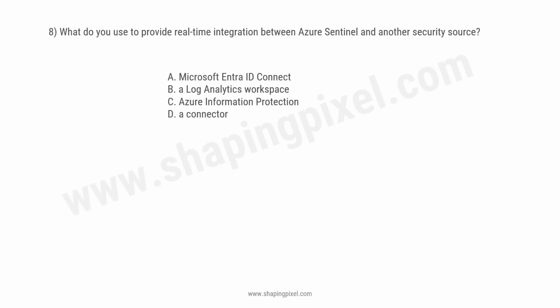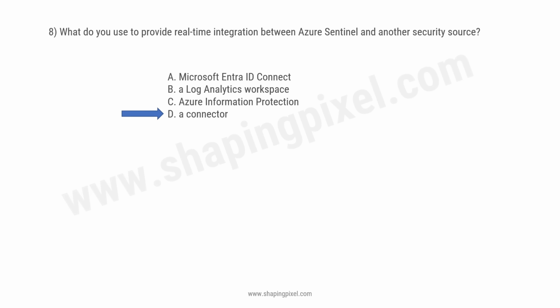Question number 8. What do you use to provide real-time integration between Azure Sentinel and another security source? And you have four options. Option A, Azure AD Connect. Option B, a Log Analytics workspace. Option C, Azure Information Protection. And option D, a connector.